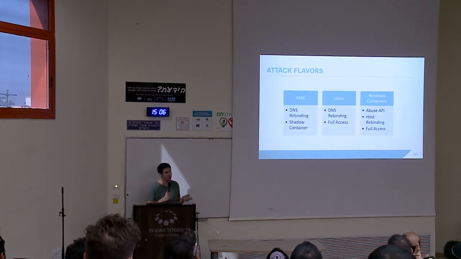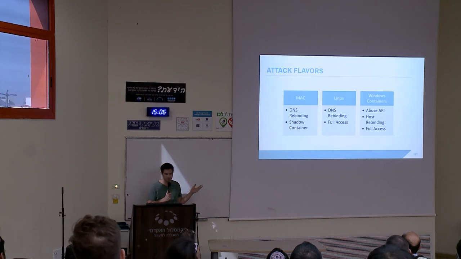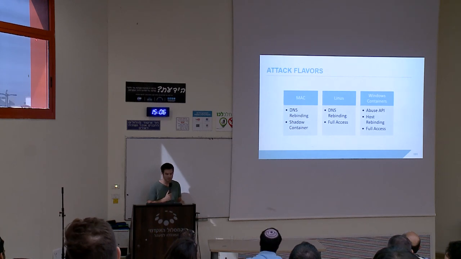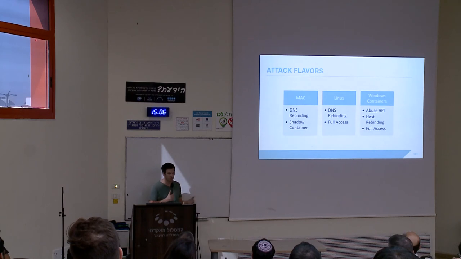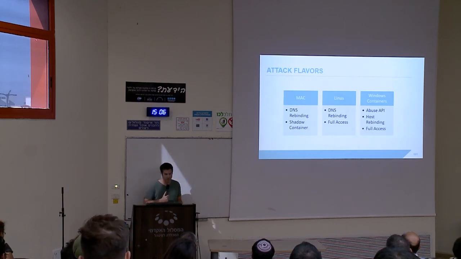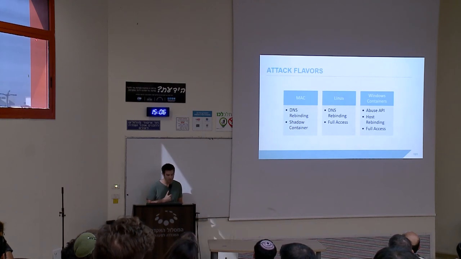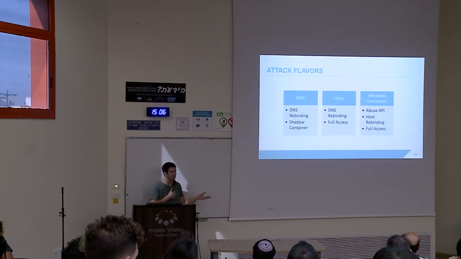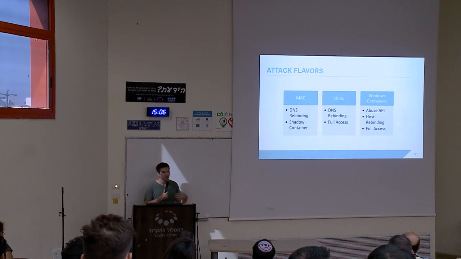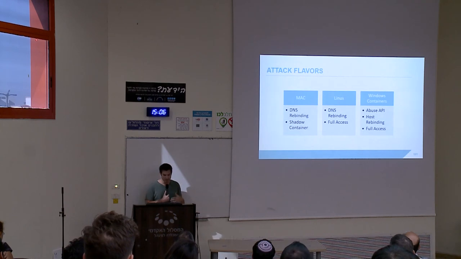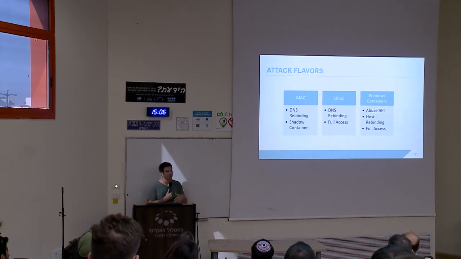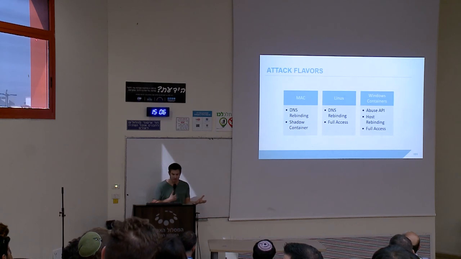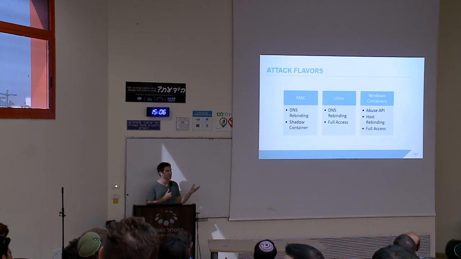And another thing you'll have to note is that this attack, even as we've seen it over Windows, you can do in different variations over Mac, Linux, and Windows. In Mac and Linux, of course, you won't be able to do the host rebinding attack, so you'll have to do DNS rebinding. But then, if you're over Mac, you can still run a shadow container. If you're over Linux, you don't need a shadow container because you have full access to the host. And in Windows, it's very similar to Linux. If you attack a Windows container, and you run a privilege container, you have full access to the underlying host.